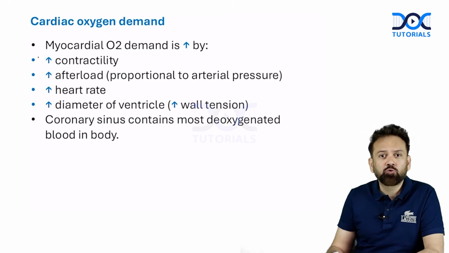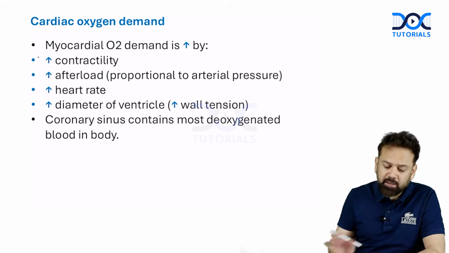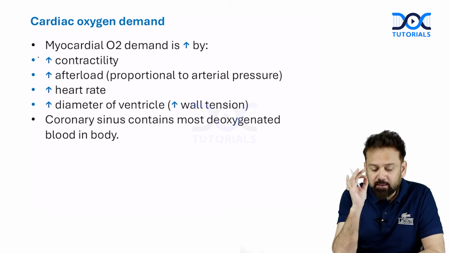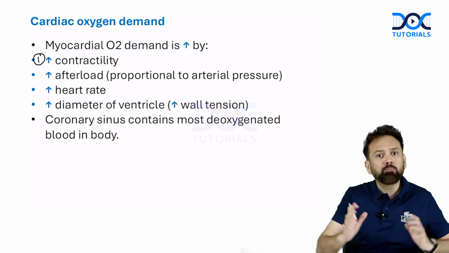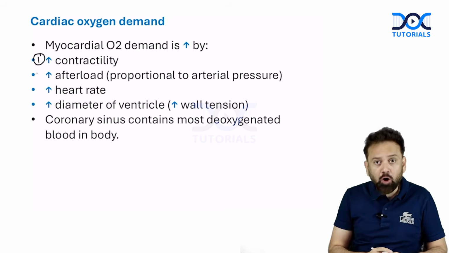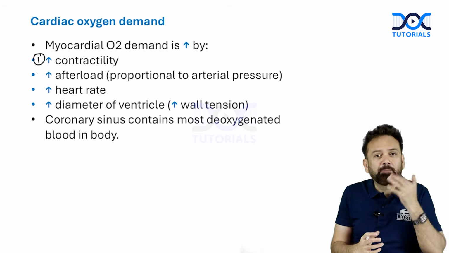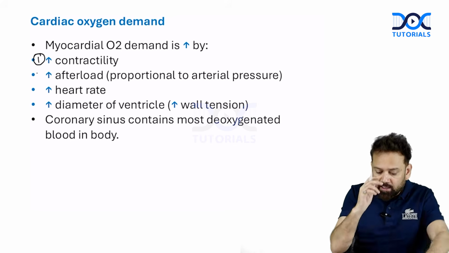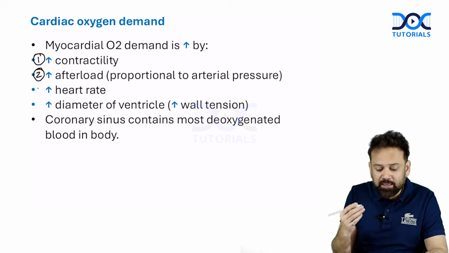Now, sometimes they ask you cardiac oxygen demand, in which condition it will be increased, in which condition it will be decreased. It's very simple if you understand the concept. Myocardial oxygen demand is going to increase by number one, contractility. If there is more contractility, very simple, automatically oxygen demand will increase. Or if the heart is contracting against increased afterload due to hypertension, due to any other condition. So in all the conditions, whenever there is increase in the afterload, automatically oxygen demand will increase.